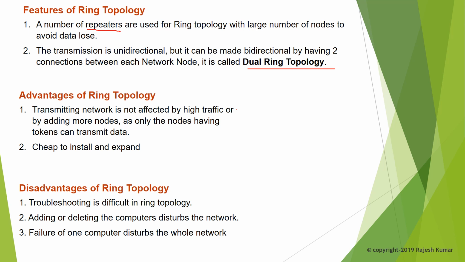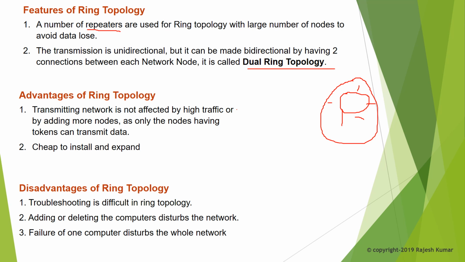And the second, let's talk about some disadvantages of the same. The disadvantage of the ring topology is that troubleshooting is difficult. Let's assume we have one ring wherein 5 different computers are connected. So if in case something happens, we'll have to bring down the entire network and then only we can troubleshoot it.